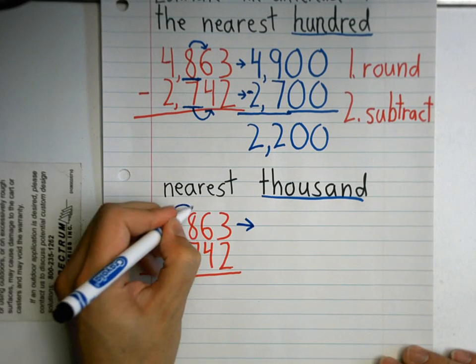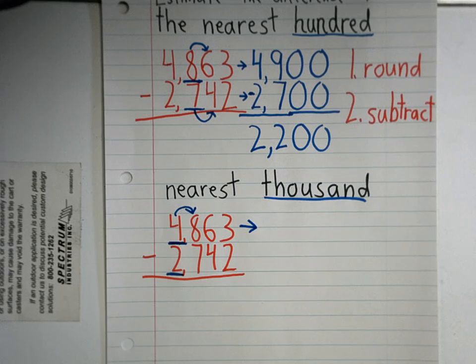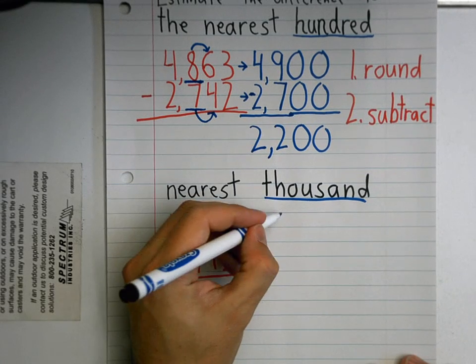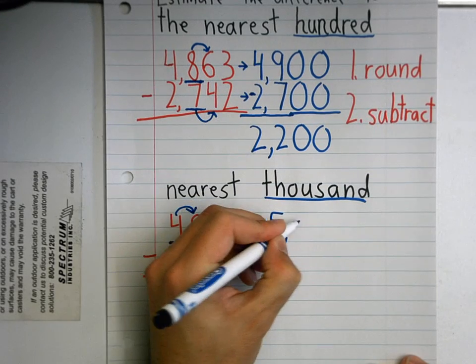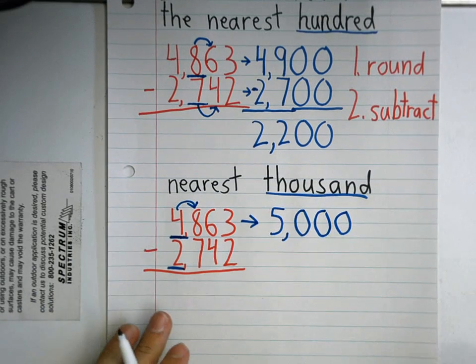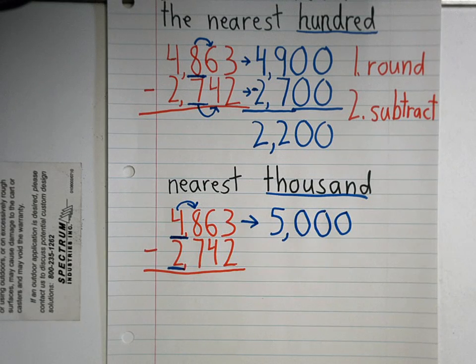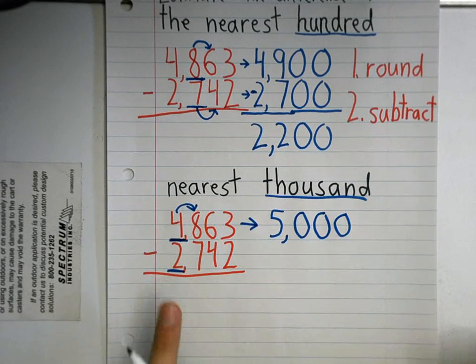Okay. So I underline. I look over here. Who can tell me what number is going to be on top of our new subtraction problem? Paul. 5 what? 5,000. That's right. I like how you pointed up to say that 4 is going to round up to a 5, and then you told me the 1,000 after. Awesome.